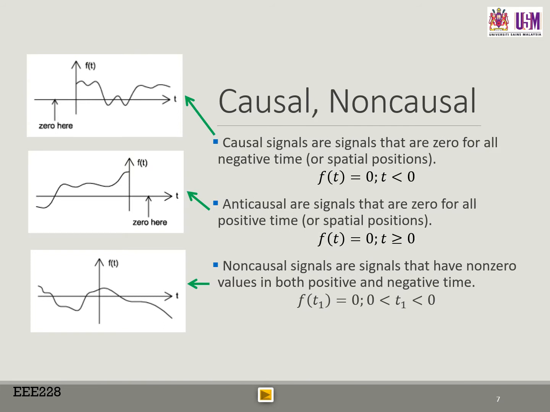Causal and non-causal signals. Causal signals are signals that are zero for all negative time. Causal signals have zero amplitude, or do not exist, for time less than zero. Anti-causal signals are zero for all positive time. Anti-causal signals are the opposite of causal signals. Non-causal signals are signals that have non-zero values in both positive and negative time. In this course, we deal with causal signals, which means signals that have non-zero amplitudes for time bigger than zero, and the amplitudes are zero for time less than zero.